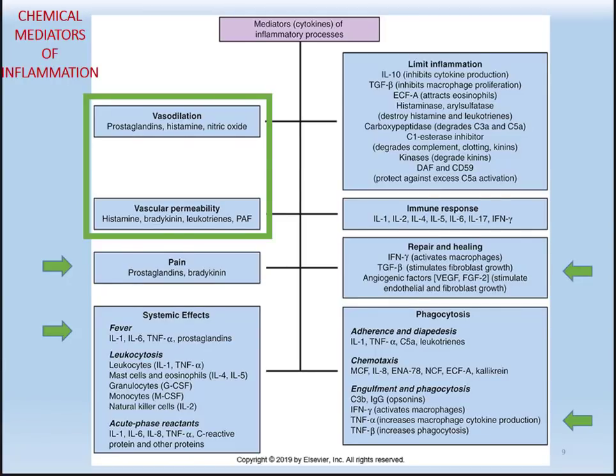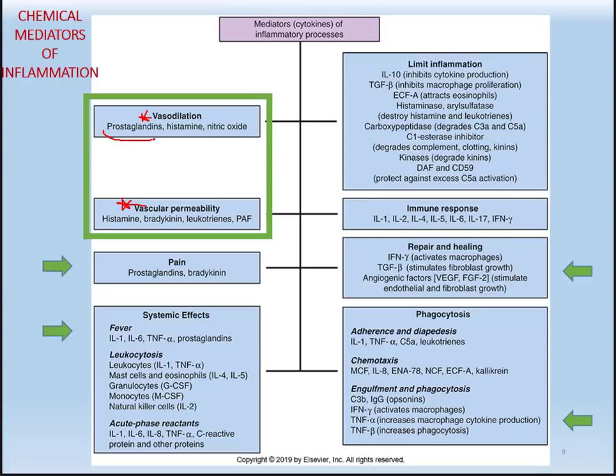Let's now talk about some of the chemicals that mediate inflammation. On an earlier slide, I said that chemical mediators are very important in inflammation. We'll talk about the main ones. We spoke about vasodilation and we spoke about vascular permeability as being involved in inflammation when there is an injury. So what causes this vasodilation to occur? Well, a few different things.